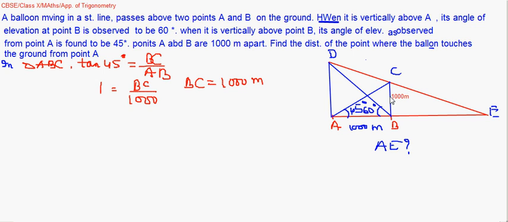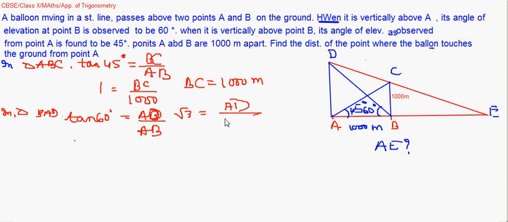This is one. Now I move on to triangle BAD, because we have been given this angle to be 60. In triangle BAD, tan 60 is equal to perpendicular AD by the base AB. Tan 60 is root 3, so root 3 is equal to AD by 1000. I made a mistake earlier, this is AD. AD is to be calculated, and AB is 1000. So AD is 1000 root 3.